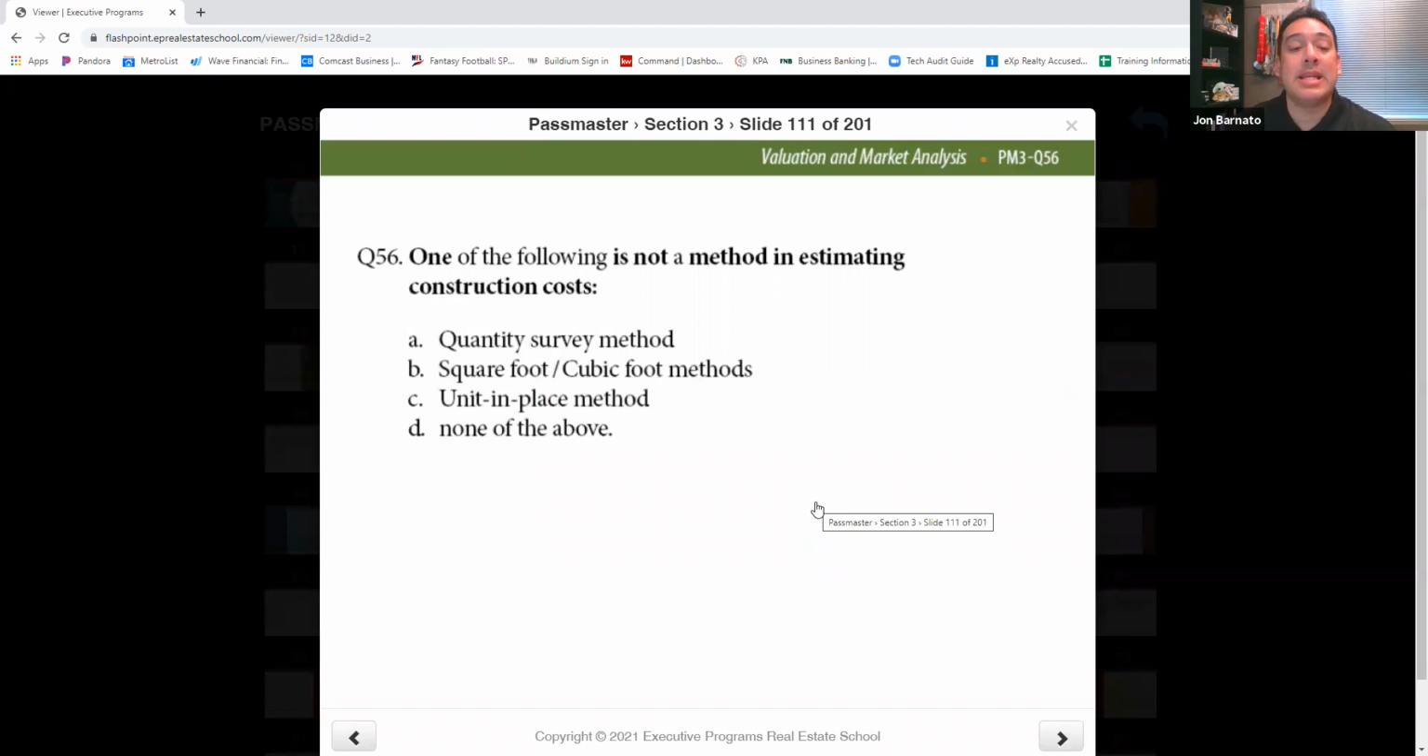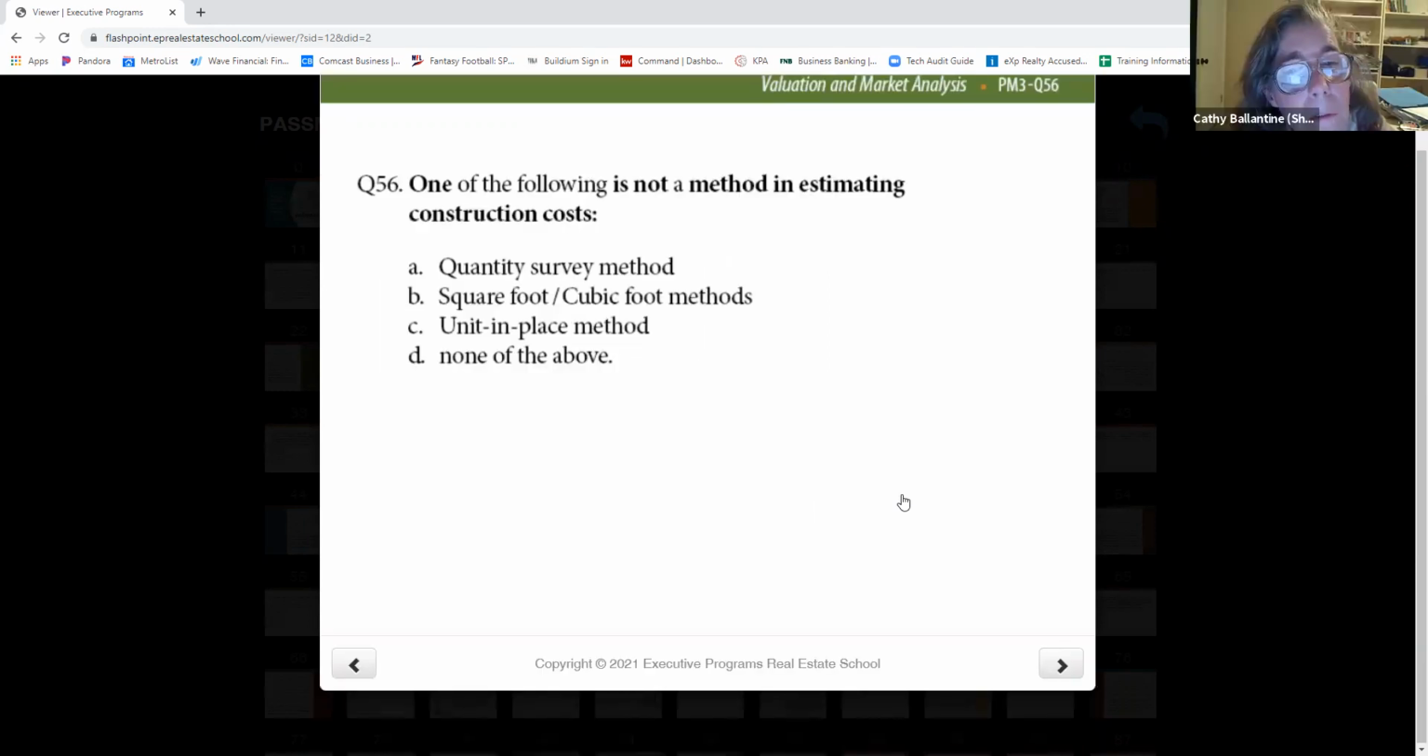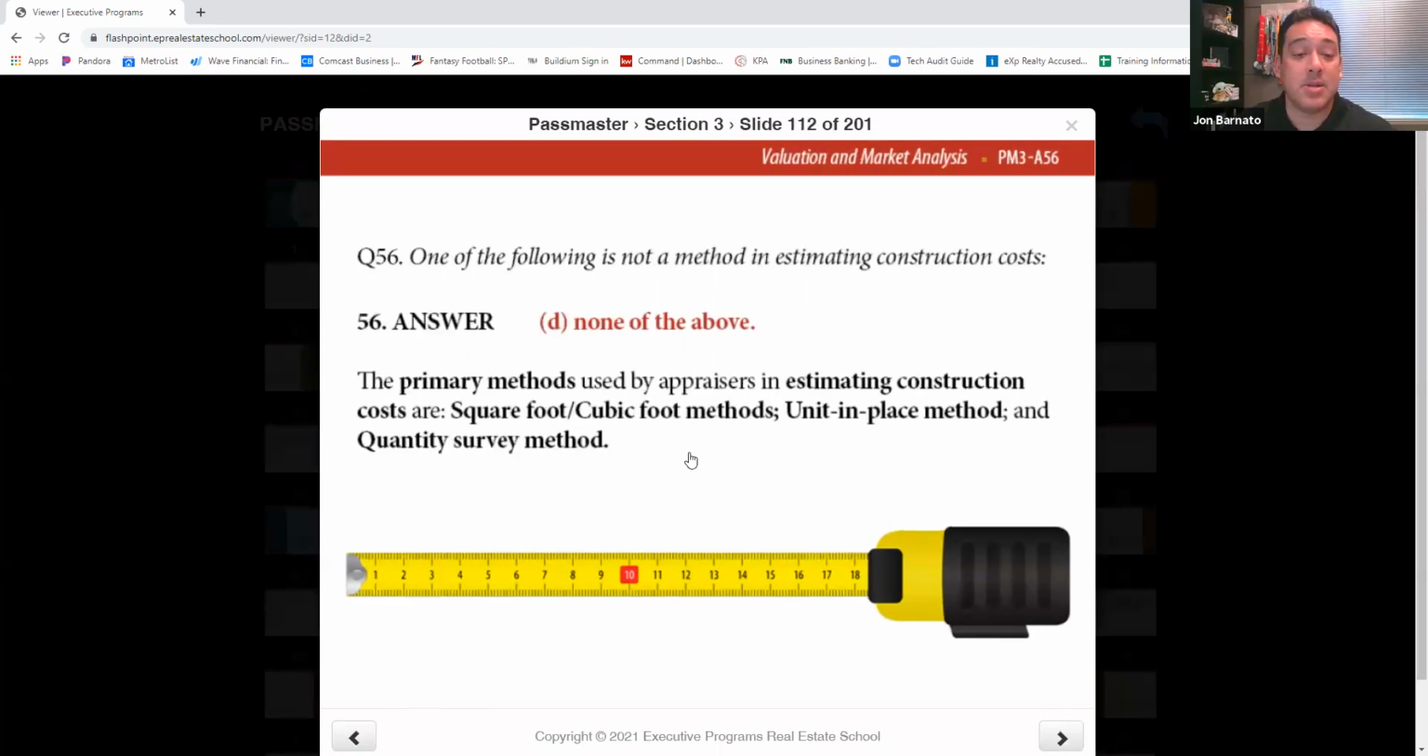So, one of the following is not a method in estimating construction costs. Now we have the cost approach, right? We know in the cost approach we need to worry about depreciation, which we talked about three methods. But we also have to estimate the cost of building it, right? So how do we do that? I would say it's D. It's D? A and B are definitely... All three of A, B, C all exist, so it's D. Correct. So you need to know those three ways.